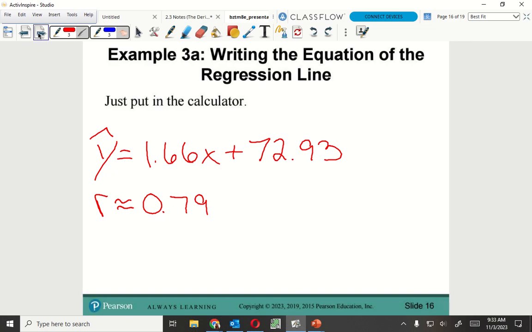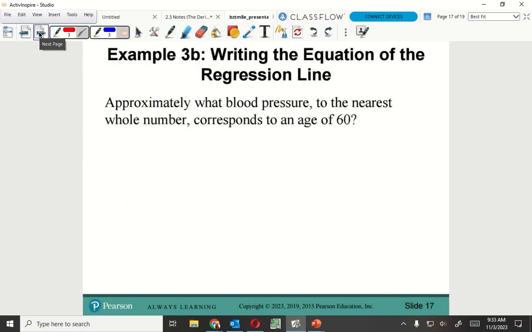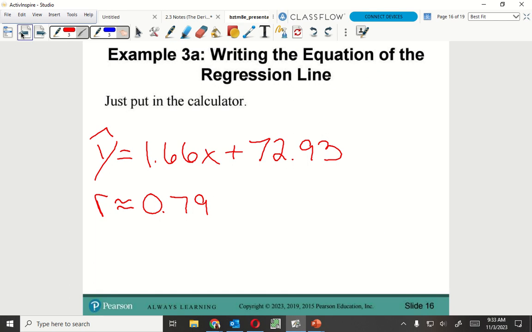Because the next one's going to be even more. So we're going to pick up on 3B on Monday.